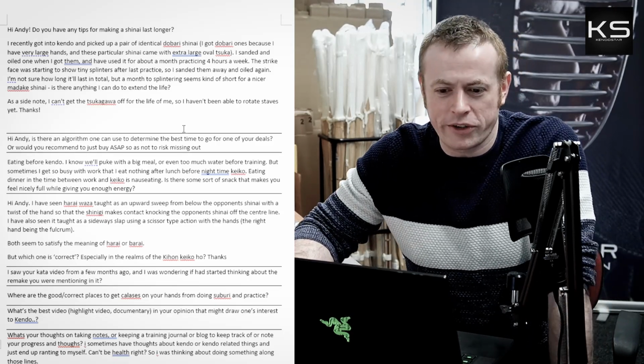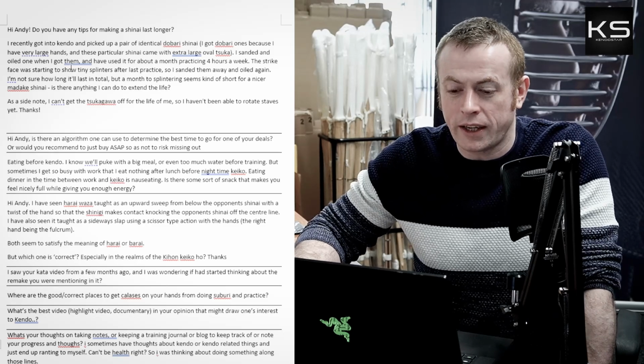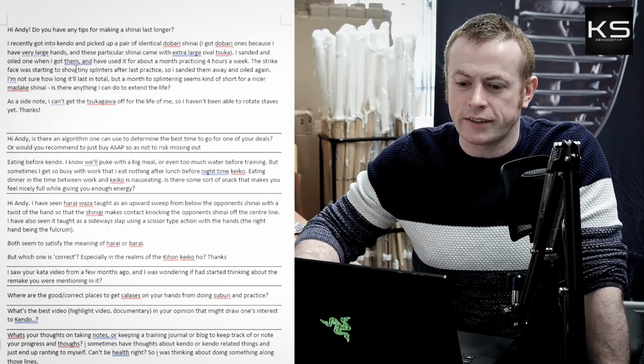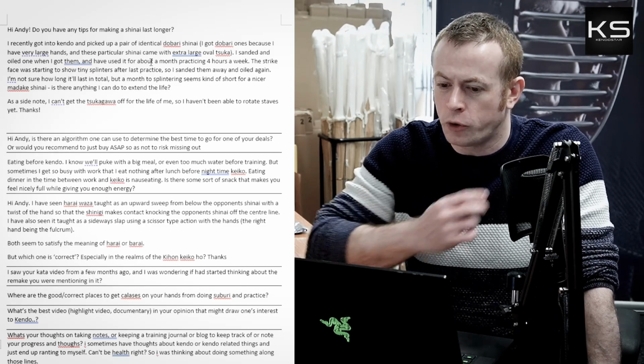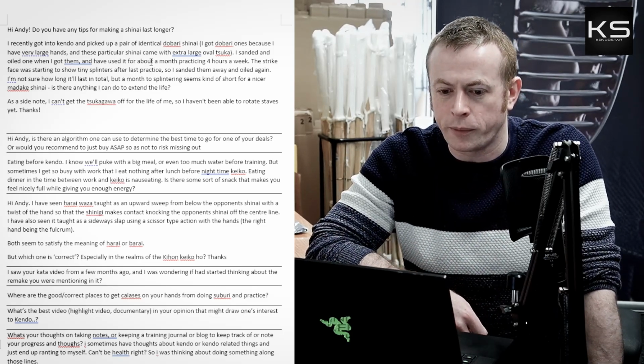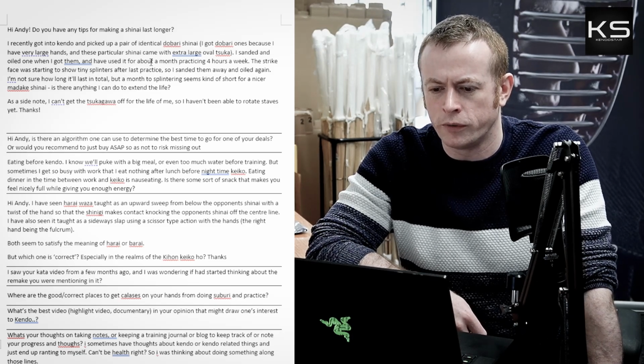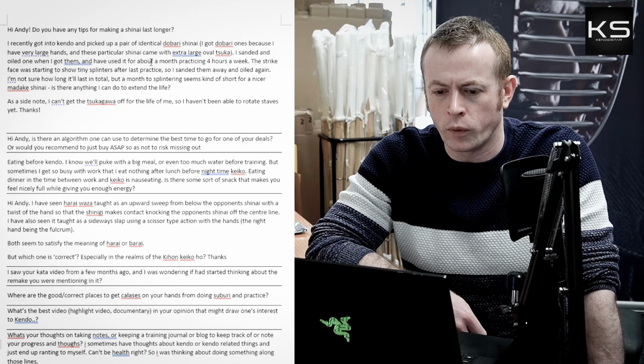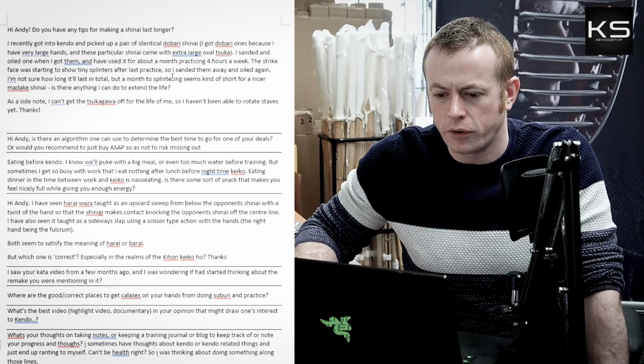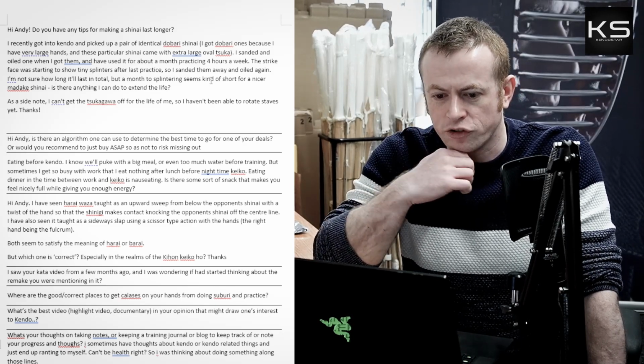Right, let's get to these questions. Hi Andy, do you have any tips for making a shinai last longer? I recently got into Kendo and picked up a pair of identical dobari shinai. I got dobari ones because I have very large hands, and these particular shinai came with an extra large oval tsuka. I sanded and oiled one when I got them, and I've used it for about a month, practicing 4 hours a week. The strike face was starting to show tiny splinters after the last practice, so I sanded them away and oiled again.